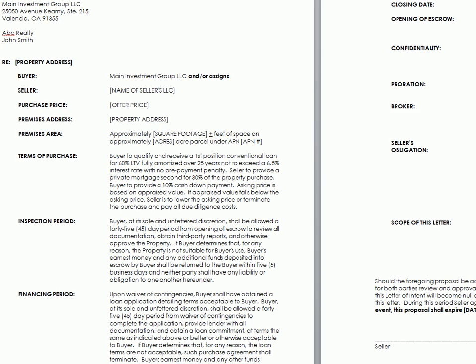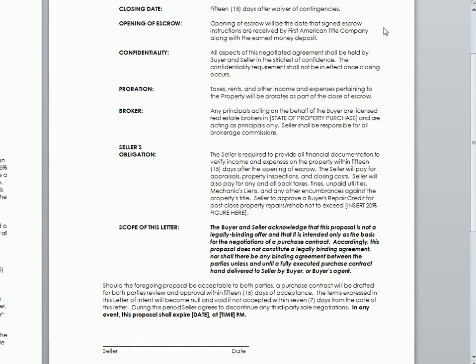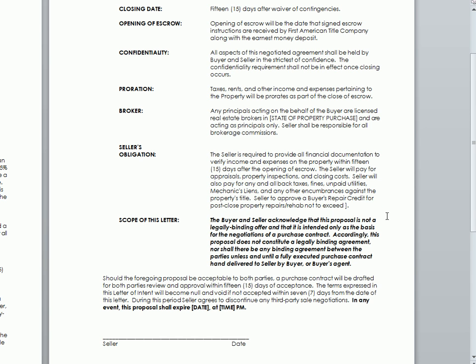You go over to this side over here, and we're looking at page 2, where you have seller obligation. Okay. So, seller to provide all documentation, blah, blah, blah. Will also pay for any back taxes, fines, unpaid utilities, mechanics liens, any other such items. And so, seller to approve a buyer's repair credit for post-property repairs and rehab not to exceed the figure that you need for your down payment, which is the $1.5 million. So you want to give yourself some breathing room, so you want to put maybe $1.75 million. Okay.